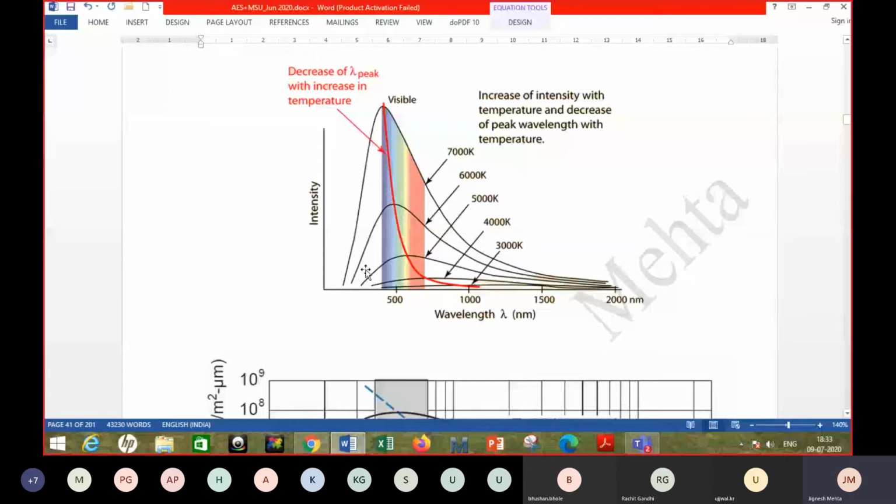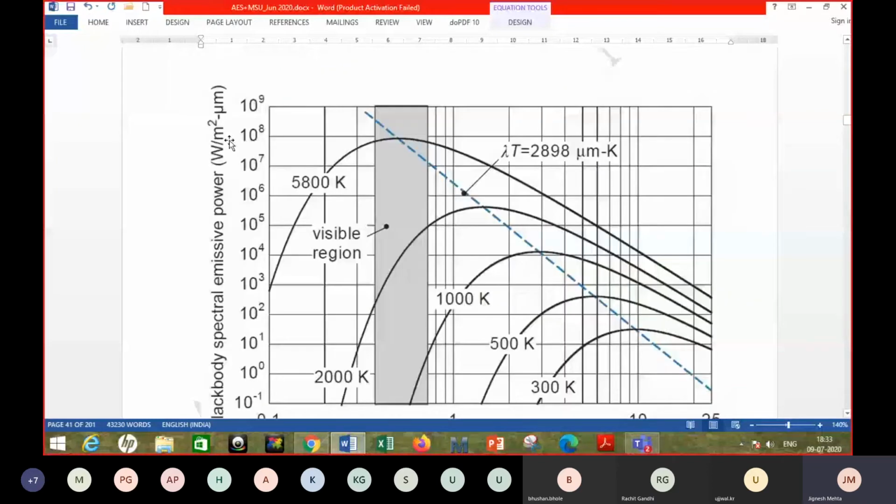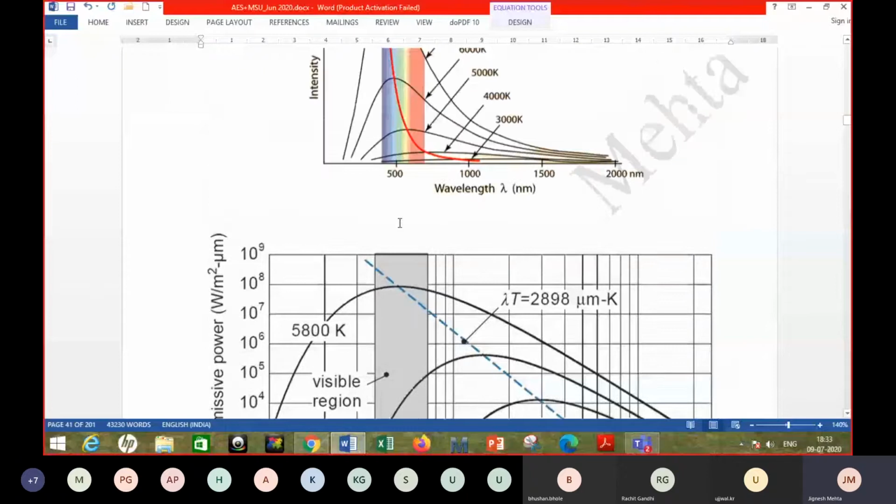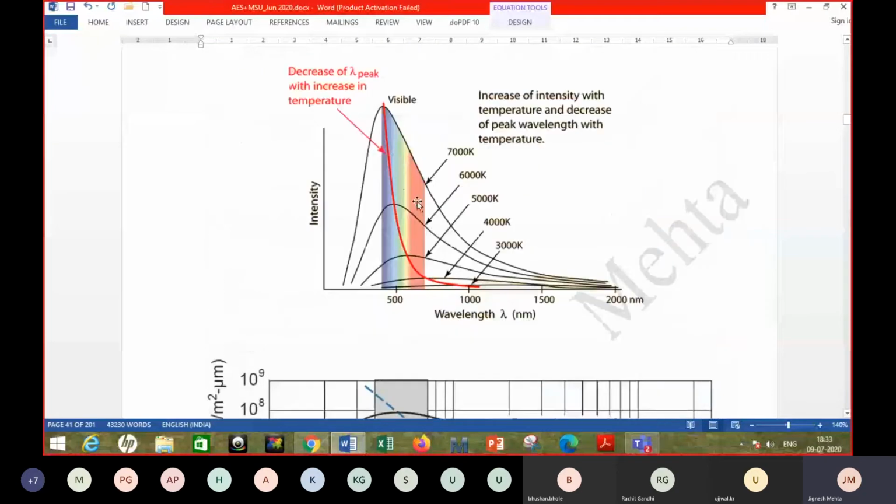What would the area below this curve give you? The area below this curve would give you watt per meter square, right? That is emissive power, not spectral. The area means you integrated the area below this. It means that in the visible spectrum, you get a large amount of solar radiation. Okay, I think around 48% of that is available in this portion.